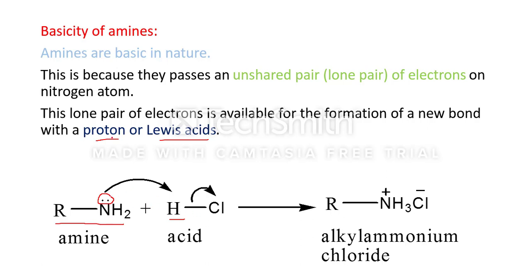As per the Lewis concept, amines are Lewis bases because they contain a lone pair of electrons. Lewis bases donate a pair of electrons. That's why amines are basic in nature, because they contain an unshared pair of electrons, or lone pair, on the nitrogen atom. Everyone clear? This lone pair of electrons forms a new bond with a Lewis acid. Lewis acids are protons that accept a lone pair of electrons.